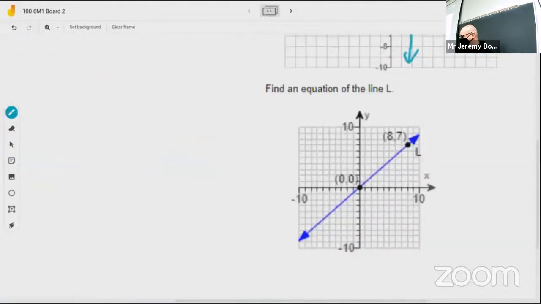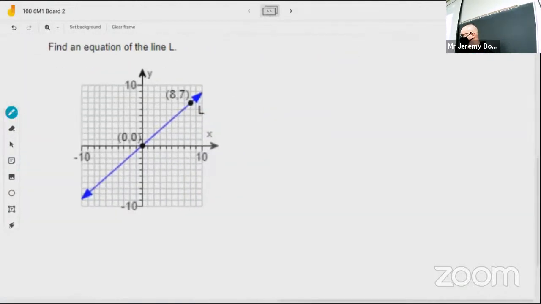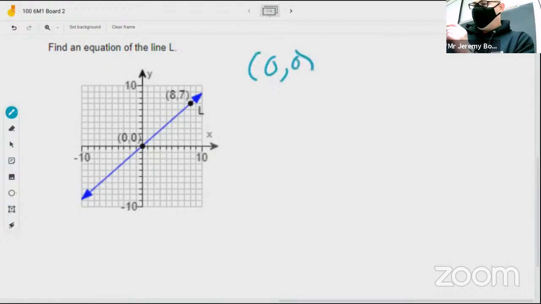All right, this fourth one. We want to find the equation of the line. What do they give us? They give us 2 points: the point (0, 0) and the point (8, 7). Remember, to find the equation of the line, what we really need is the slope and a point. And what do we have now? We have 2 points, (0, 0) and (8, 7).